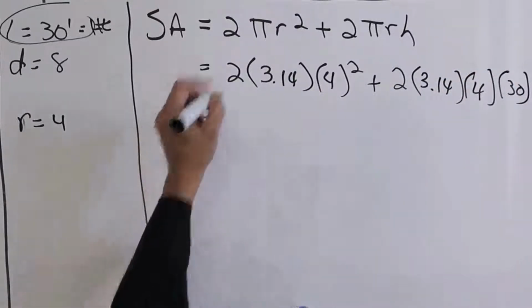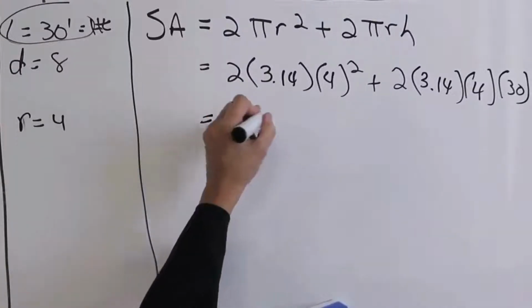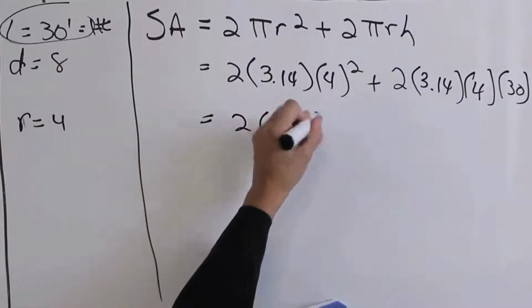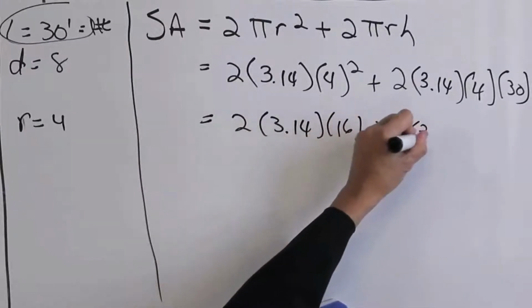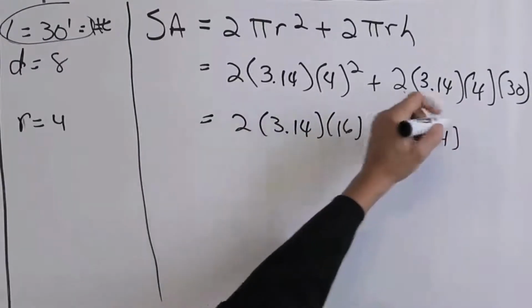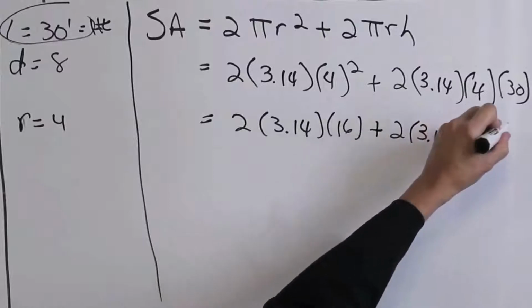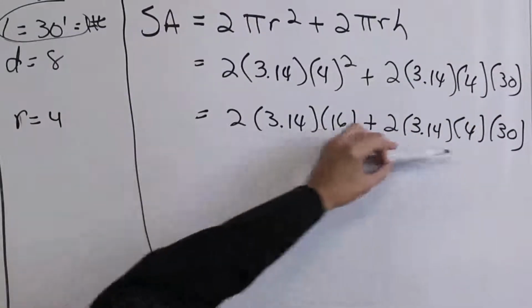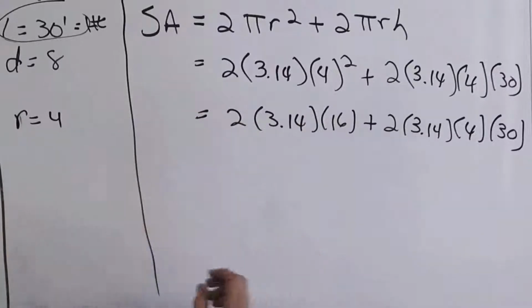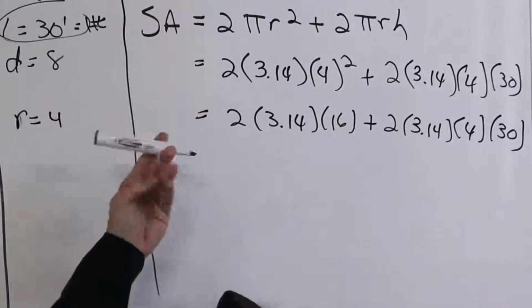Okay, here we go. This is 2 times 3.14 times 16 plus 2 times 3.14. Well, I didn't really do anything here. 4 times 30. I was doing my exponents. Okay, so we substitute all these numbers in, and at this point, we're going to let you use a calculator. So here comes my handy-dandy calculator.